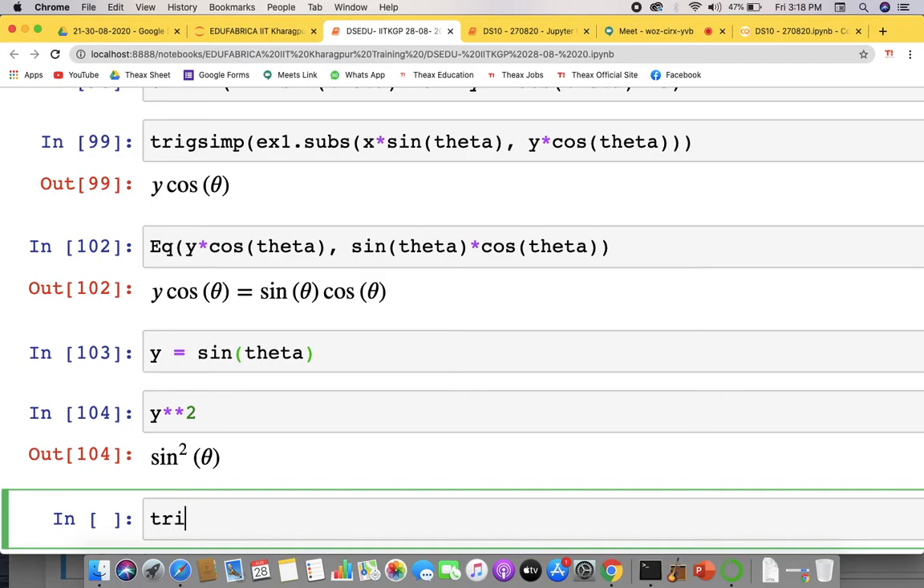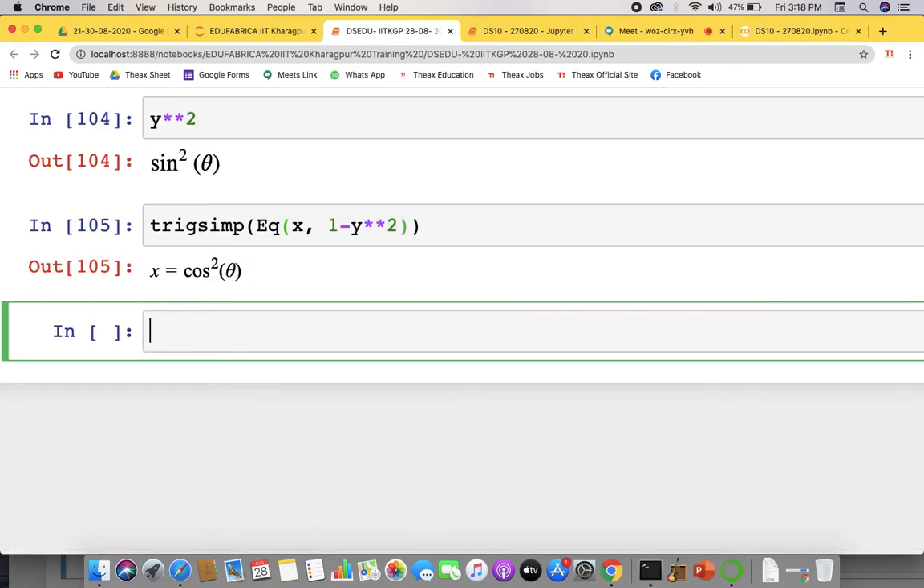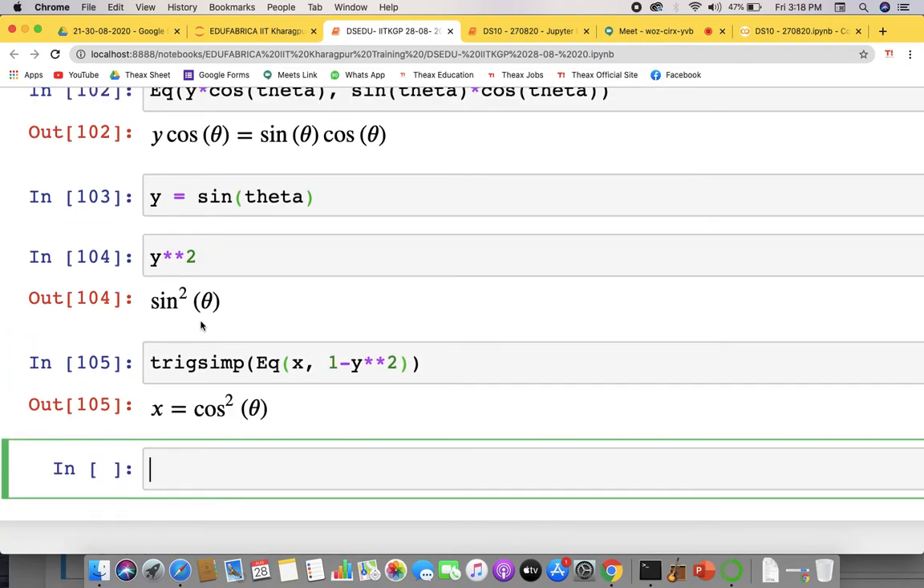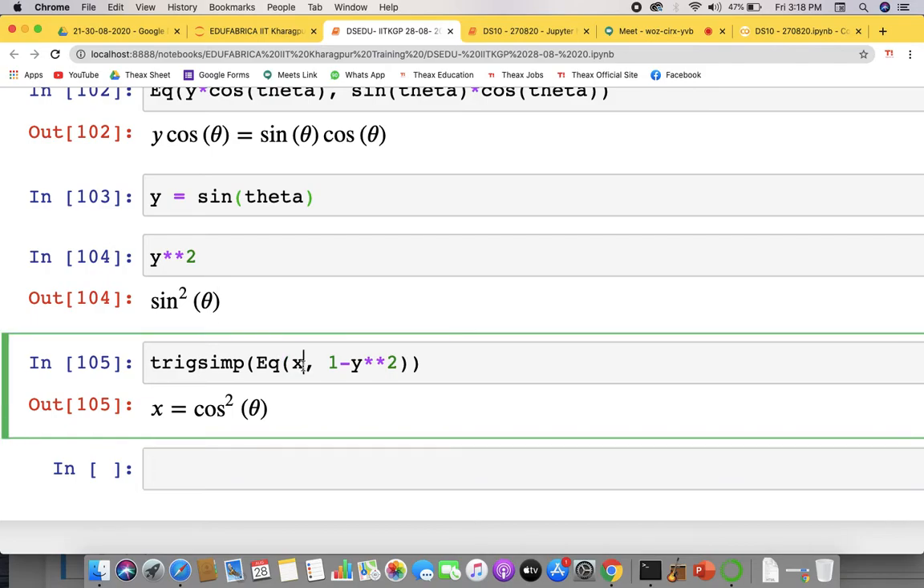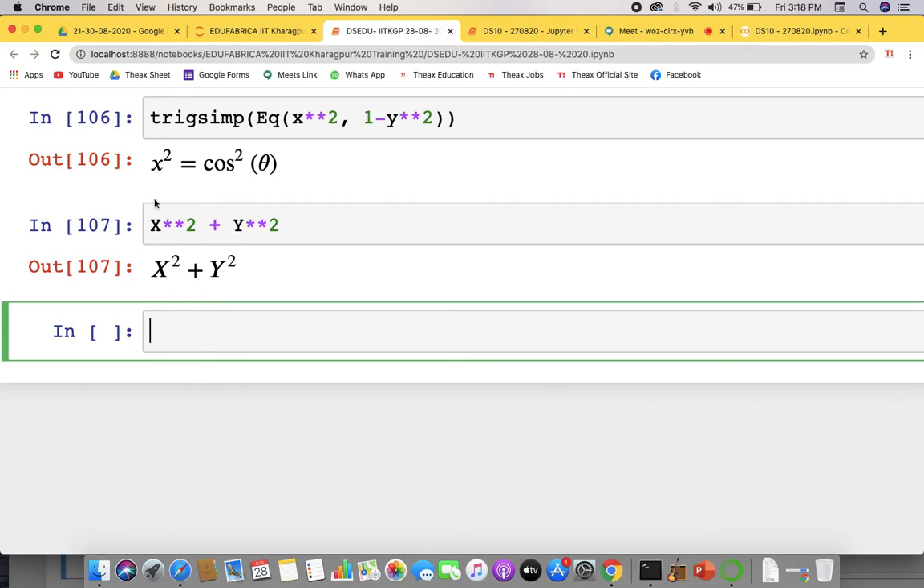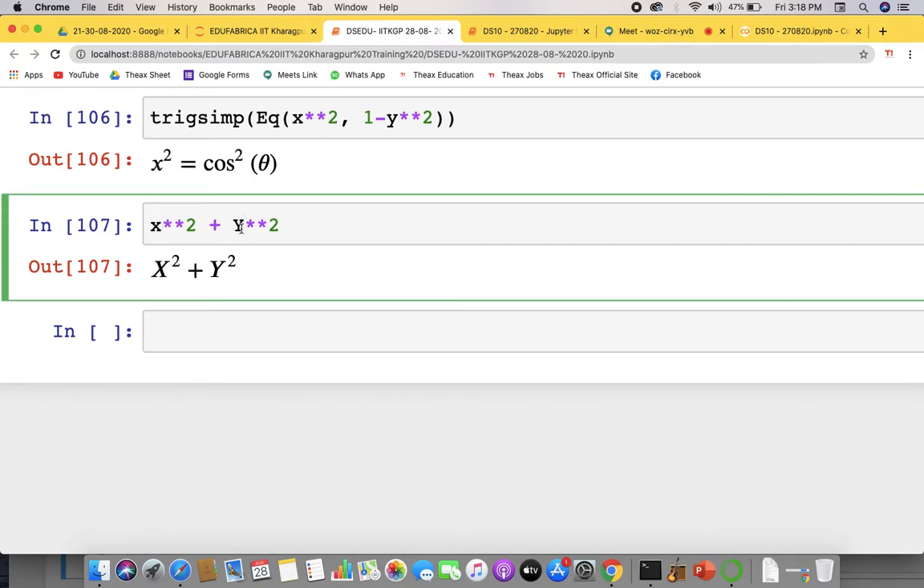So if I write that trig identity, x square is going to be 1 minus y square, and that is cos square theta. So x square equals cos square theta, and y square equals sine square theta, right? That is now fine. So what is the value of x square plus y square? This is small x, and this is small y.